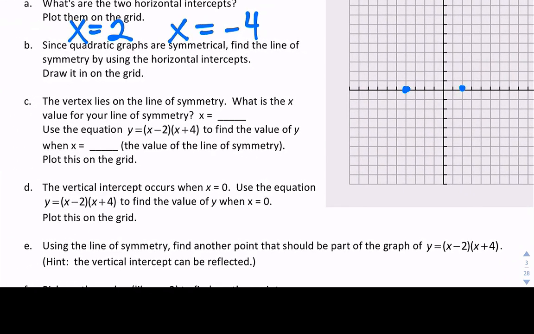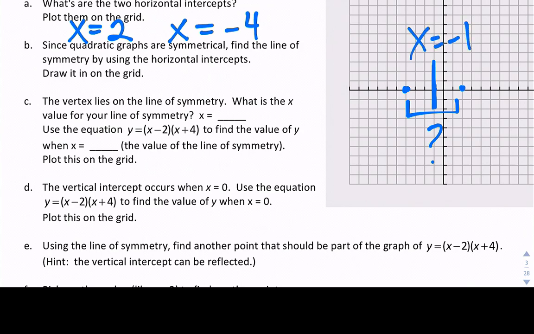Since quadratic graphs are symmetrical, find the line of symmetry by using the horizontal intercepts drawn on the grid. So we need to find the middle of 2 and negative 4. What's the middle of this right here? Again, we can estimate where that middle is. It is 1, 2, 3 away from each point, so it's negative 1. X equals negative 1 is the middle of the graph.